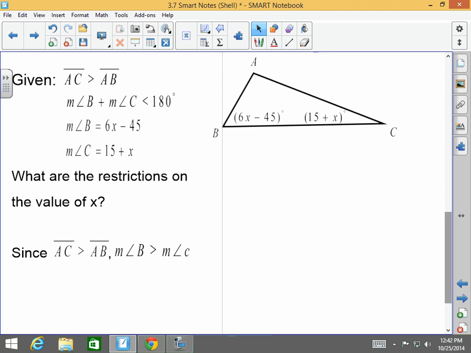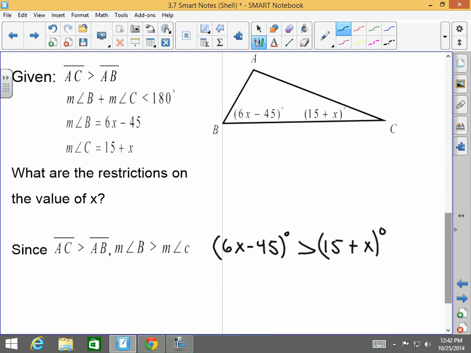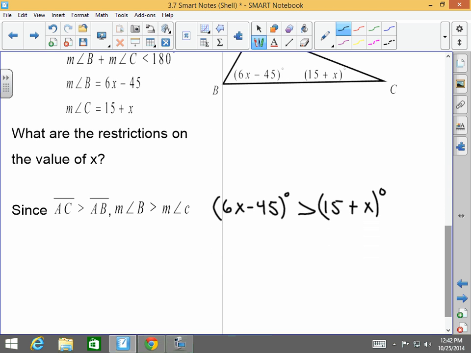Since we know that AC is greater than AB, then that means that angle B must be greater than angle C. So what does that mean? That means that angle B, which is 6x minus 45 degrees, must be greater than 15 plus x degrees, which is angle C. So let's go ahead and solve it. This is a very easy equation to solve.